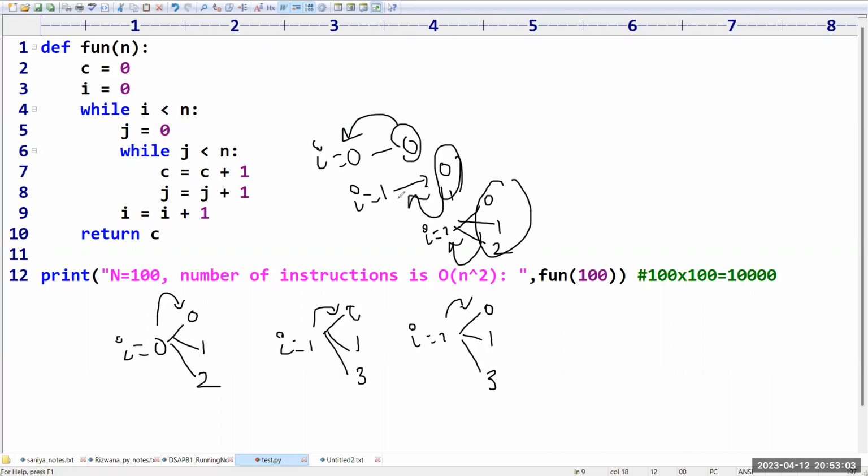In the dependency case, definitely the time complexity is going to change. That we will discuss, sir. Yes, don't worry. In the next examples, we will talk about that. Okay. Thank you.